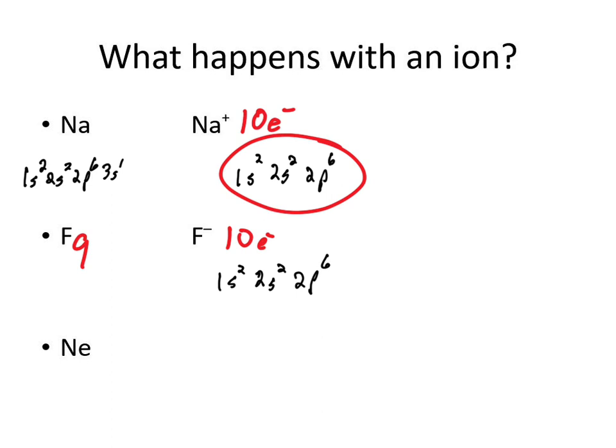Okay? And that's, again, why, like you guys just told me, neon is 10, so it would have a normal configuration of 1s2, 2s2, 2p6. So that's why when we do abbreviations, we reference the noble gases, because they're all trying to get to their noble gas configuration. So that's why we reference them. Okay?